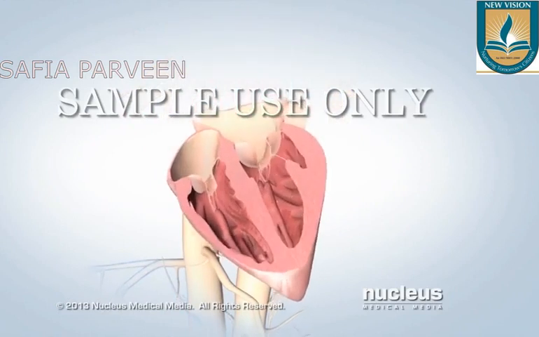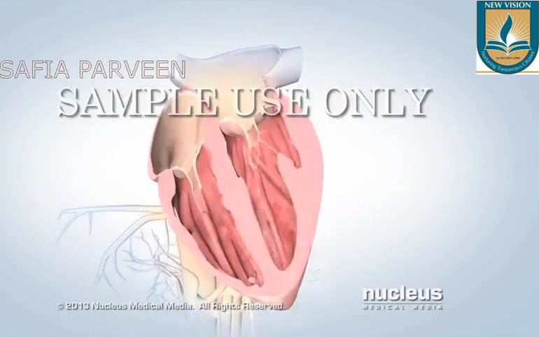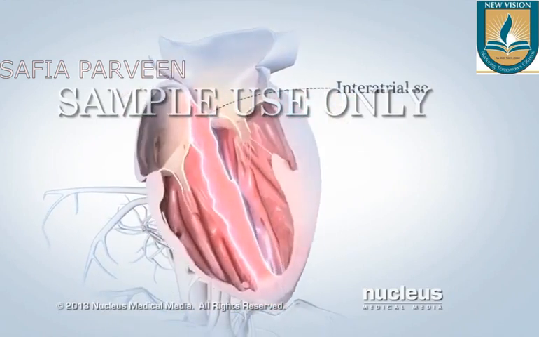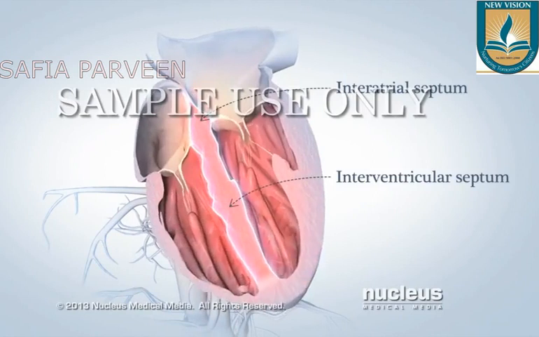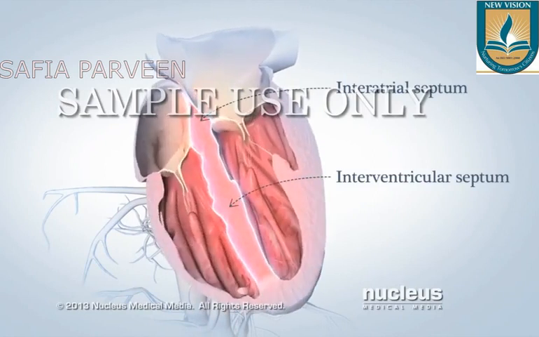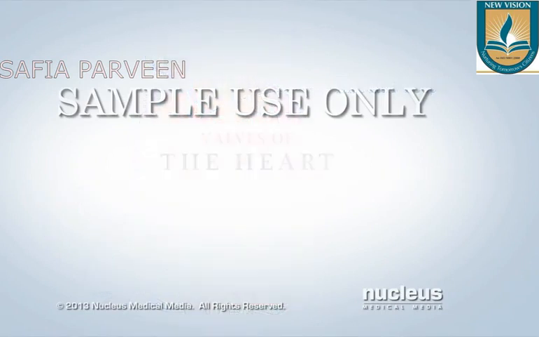The body wall which separates both auricles is called as interatrial septum, or it is also called as interauricular septum. The body wall which separates both ventricles is called as interventricular septum. This septum prevents the mixing of blood between right side and left side.